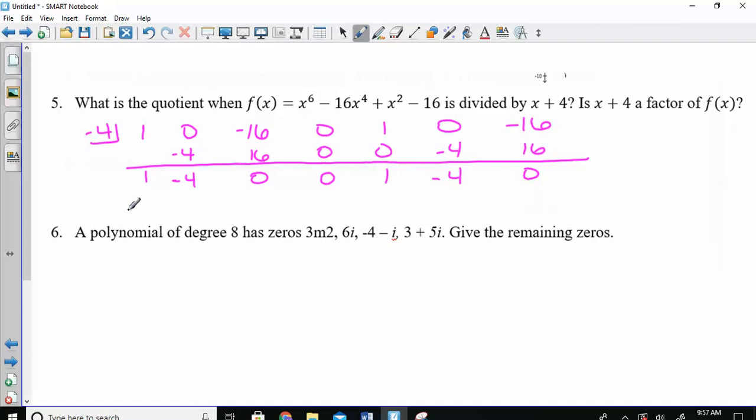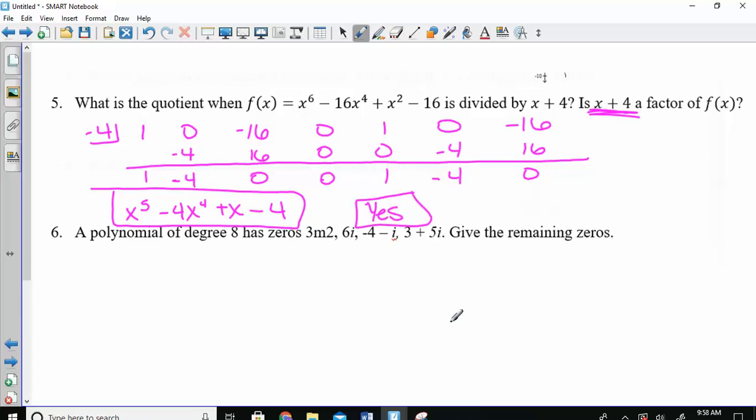So, my quotient, how would I write this? We have a 0x cubed and a 0x squared, so we could leave those out. Good. Is this a factor? No. I just want to know if x plus 4 is a factor. So no, we can't factor this nicely yet. But was x plus 4 a factor? Yes, it's a factor if it divides it evenly, if there is no remainder.